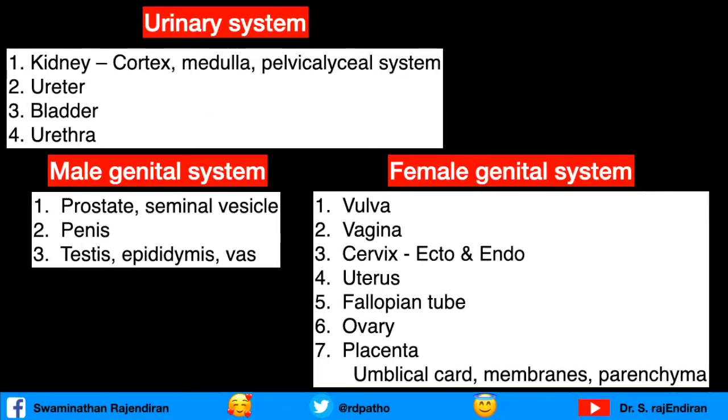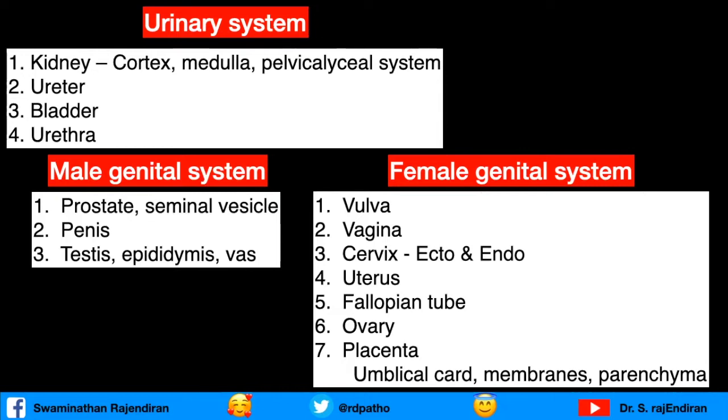In the urinary system, we have to start with the kidney that has cortex, medulla, and pelvicalyceal system. Kidney goes into ureter, that drains into the bladder, that opens up in the urethra. In the male genital system, it is prostate, seminal vesicles, penis, testis, epididymis, and vas deferens.